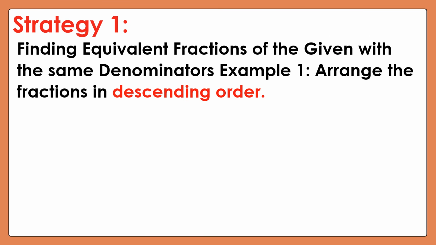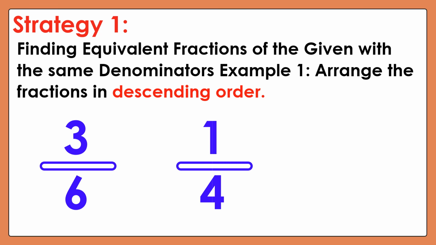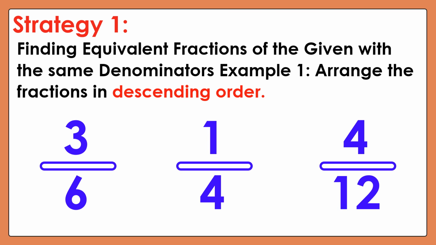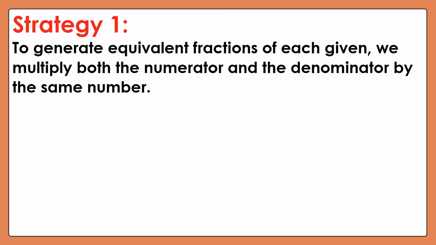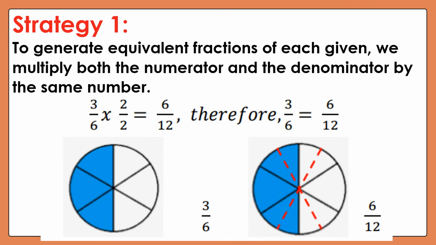Strategy number 1. Finding equivalent fractions of the given with the same denominators. Example 1. Arrange the fractions in descending order. 3/6, 1/4, and 4/12. To generate equivalent fractions of each given, we multiply both the numerator and the denominator by the same number.